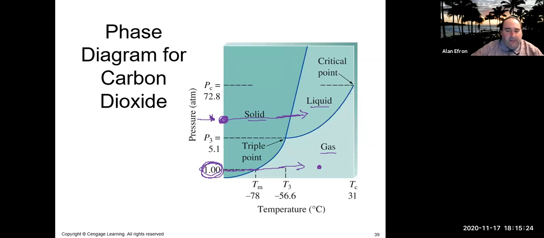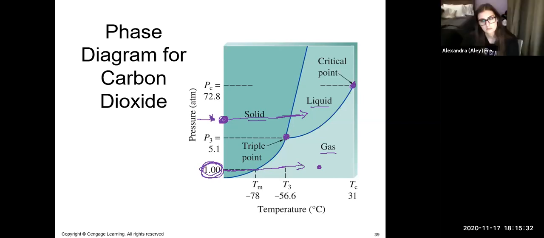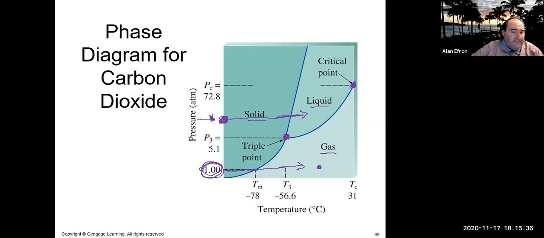Any questions on that there? This would be its critical point over here. This would be its triple point. So if you could get it to a pressure of about 5.1 and you could get it to a temperature of minus 56.6, you would have all three phases happening at once.